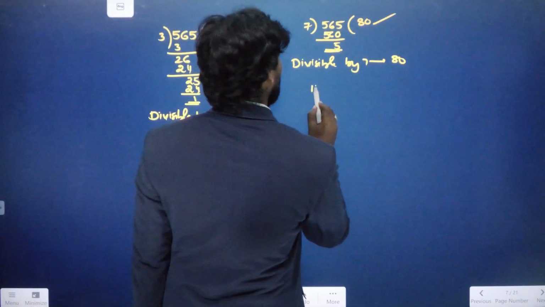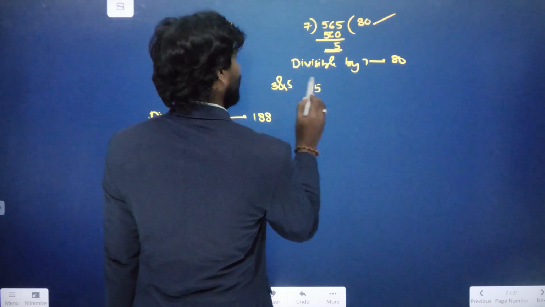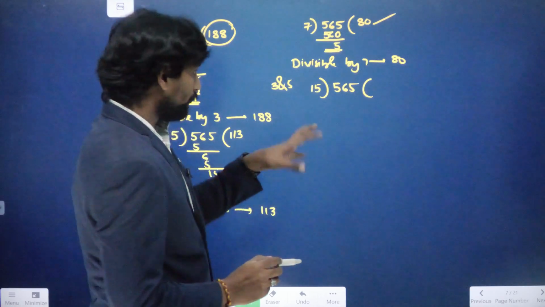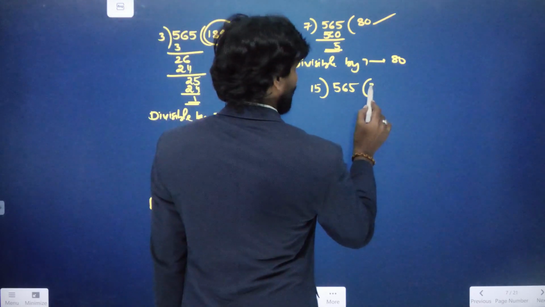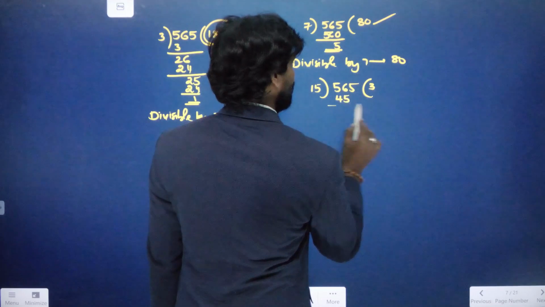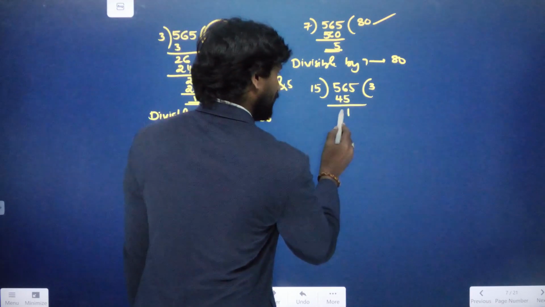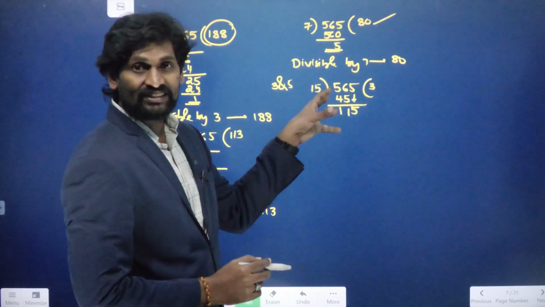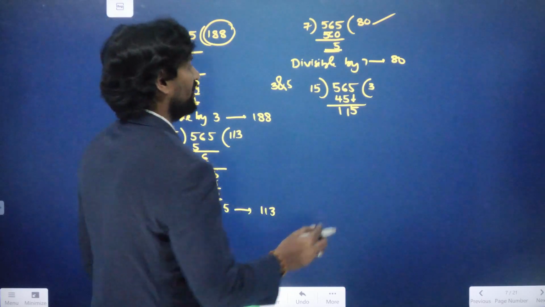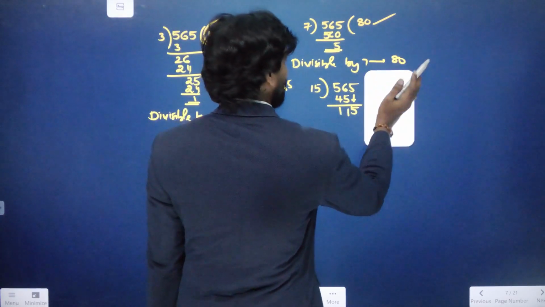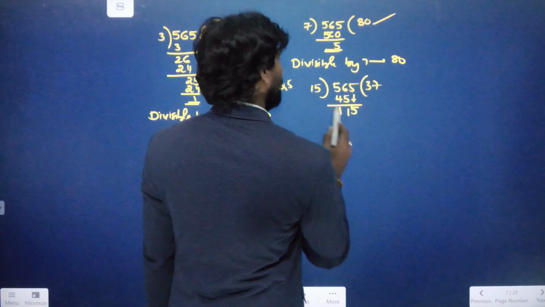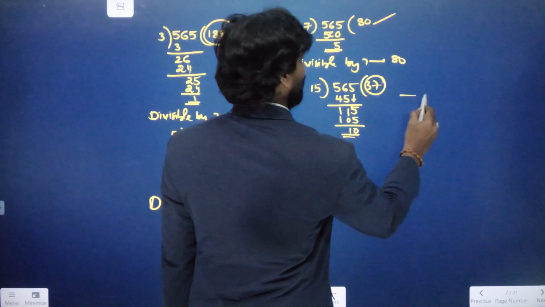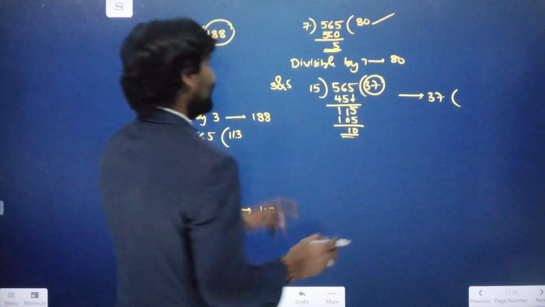So 3 and 5 is nothing but 15 combination, 15 with 565. So 15 times 3 are 45, and 7 times 15 is 70 plus 35, 105. Yes, 7 times is 105. So let us forget about the remainder. So there are 37 numbers, the combination of 3 and 5.